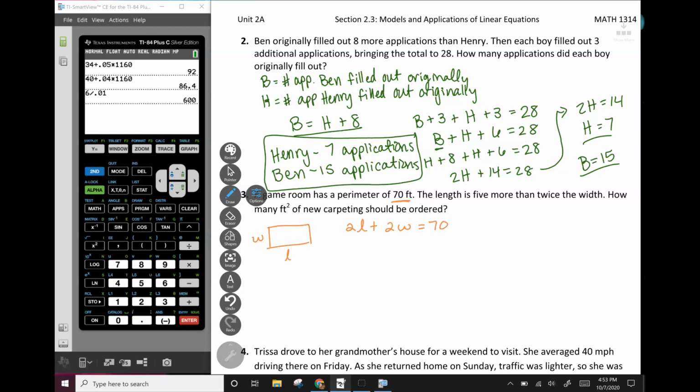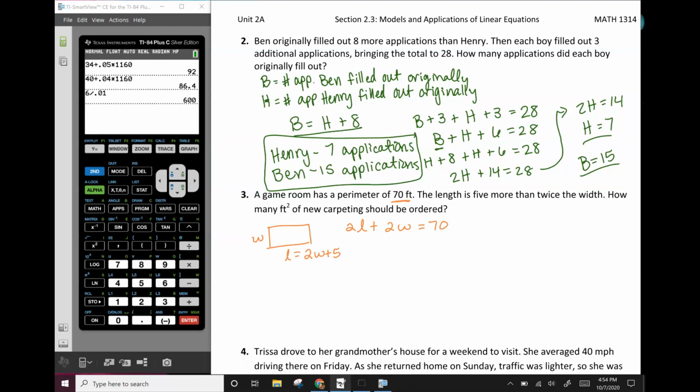The length is 5 more. So the length is 5 more than twice the width. So you can do 2W plus 5, twice the width, and then 5 more than that, so 2W plus 5. So now, we've got our variables. Our variables are length and width, W obviously being for width, and L obviously being for length.